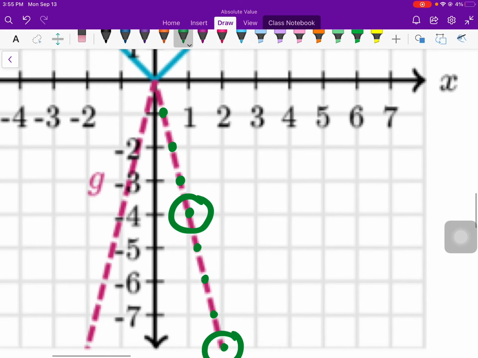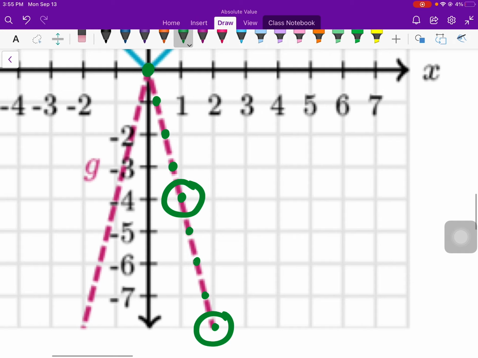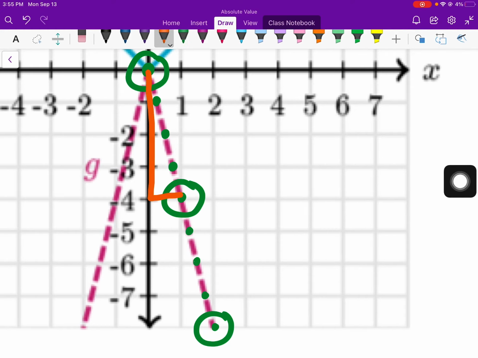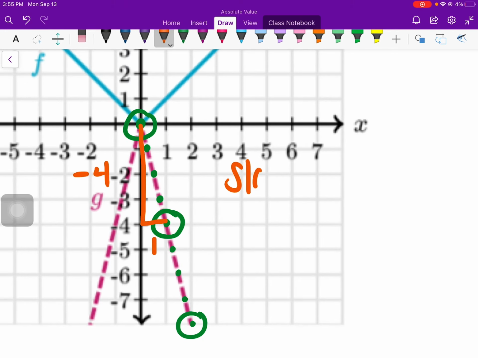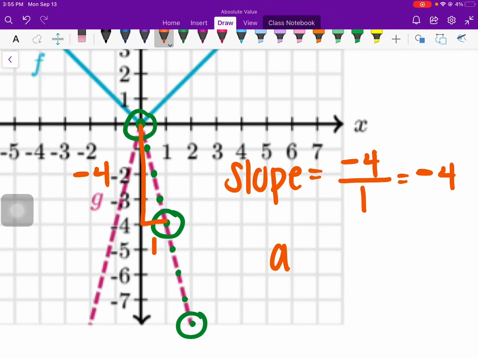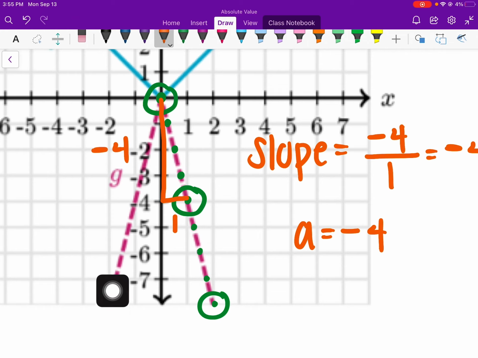So let's find the slope from our center, which is 0, 0, to this point there. Slope is rise over run. We're going down 4, and we're running 1. So slope is equal to the rise, which is -4, over the run, which is 1, or this simplifies to -4. So A in this case is -4. Now, notice how our absolute value graph is downward. This is telling us that our slope should be negative, which indeed it is.